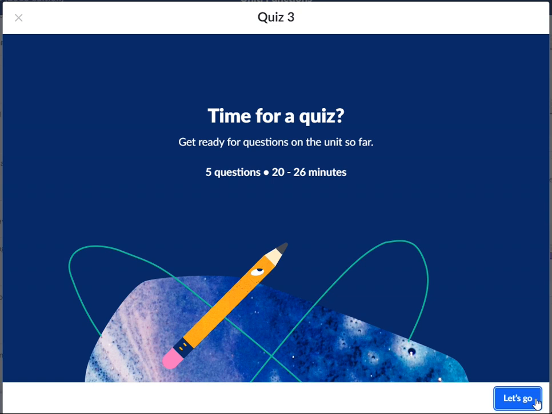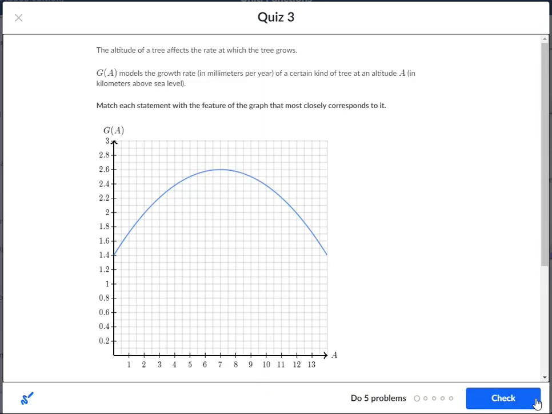Quiz 3, function review. Okay, the altitude of a tree affects the rate at which the tree grows. Function G of A models the growth rate in millimeters per year of a certain kind of tree at an altitude. So the capital A stands for altitude in kilometers. Match each statement with the graph which mostly corresponds to.